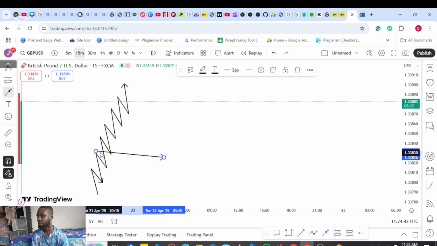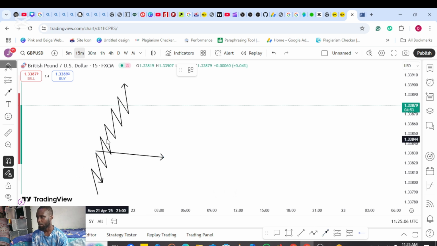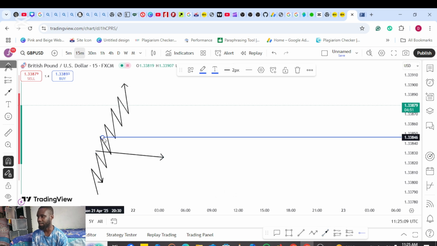Like this. As this resistance breaks, this one automatically turns to support. Then it comes to retest, then you buy from here. Then it creates new resistance. Then you wait, it comes to retest here. It comes and retests this area. Then you wait, it goes up and creates new higher high.